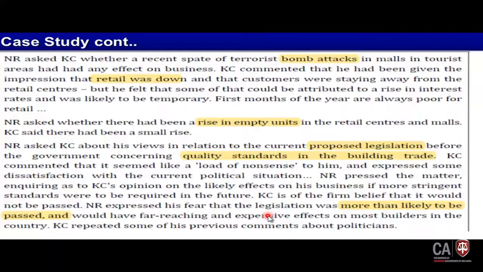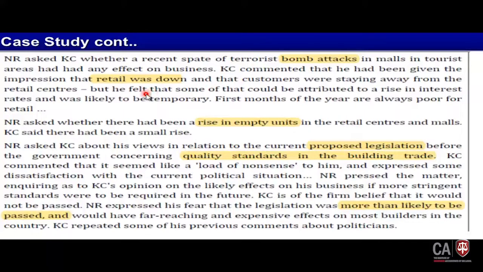And the partner commented that he had been given the impression that retail was down and the customers were staying away from retail centers. But he felt that some of that could be attributed to the rise in interest rates and was likely to be temporary. First few months are always poor in retail, right? Now see, the partner is asking, because of this attack, is there an impact? Yes, the managing director indirectly accepts that there is, retail was down.